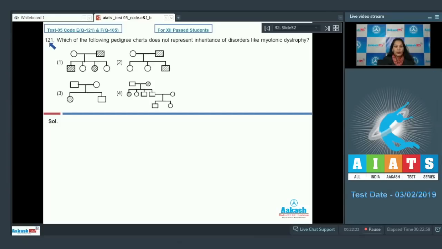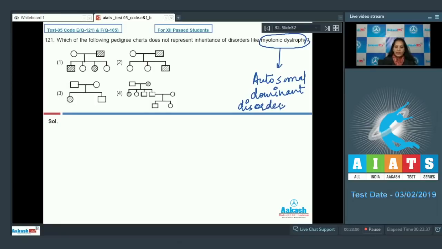Question number 121. Which of the following pedigree charts does not represent inheritance of disorders like myotonic dystrophy? So these are some pedigree charts given below, and you have to tell which pedigree chart cannot represent the inheritance of a disorder like myotonic dystrophy. Myotonic dystrophy is an autosomal dominant disorder.